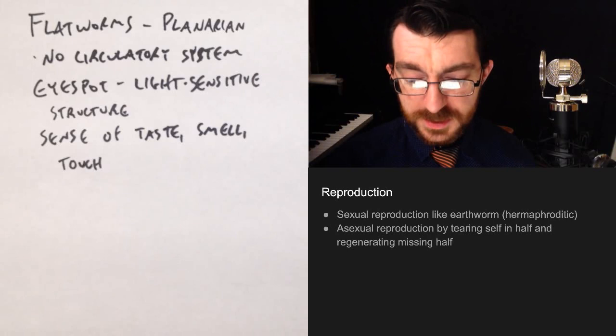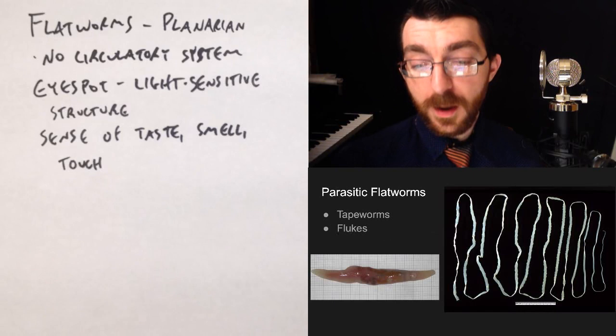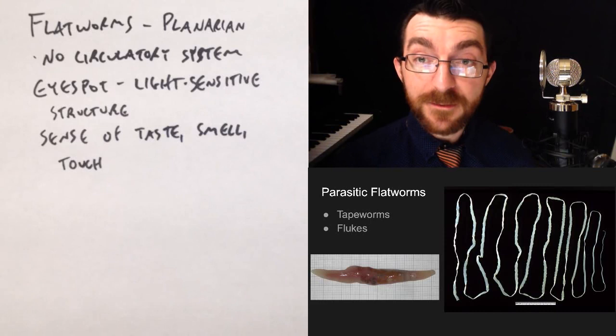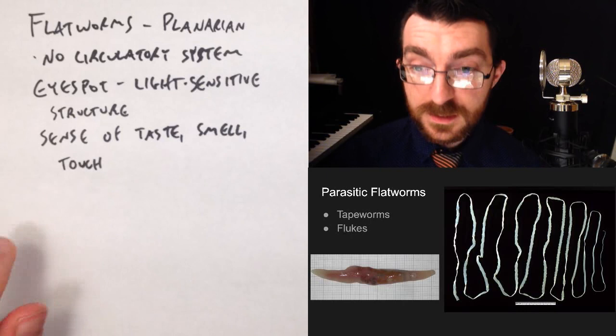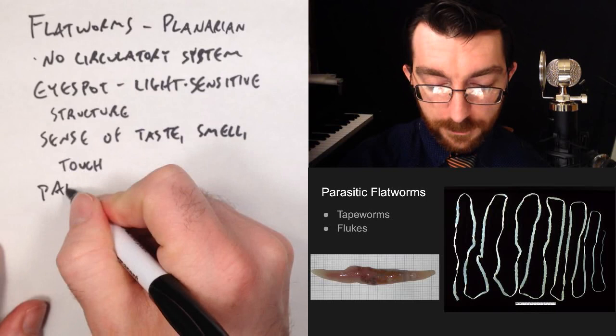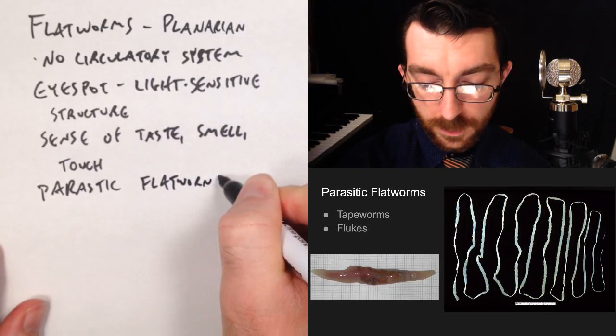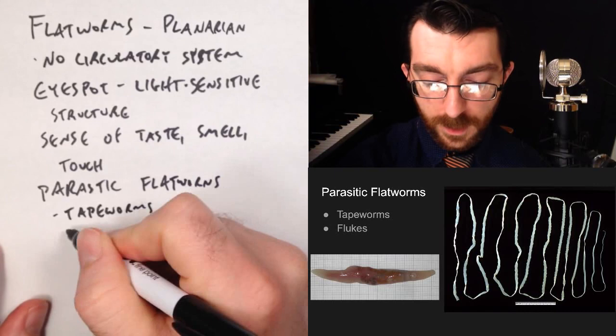Let's move on because I think it's actually time for, oh no, we're still in flatworms. So there are some flatworms that are parasitic. Remember that parasites benefit at the expense of their host, whom they harm. And maybe you've heard of these. Hopefully you don't have them, but maybe you've heard of them. So parasitic flatworms include tapeworms and flukes.